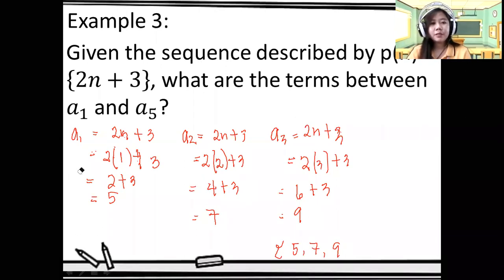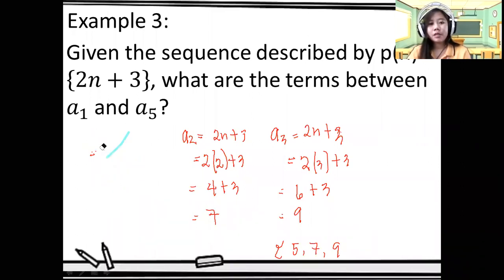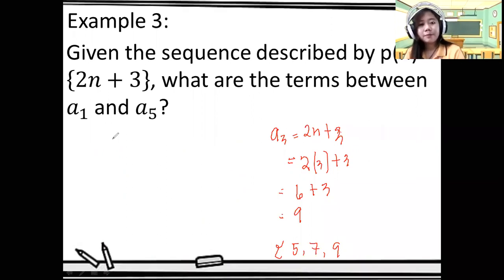So let's erase muna po itong ating ibang solution, para po magkaroon tayo ng space to write the other solution of the given equation. Okay. Now, let's proceed to a sub 4 na po.